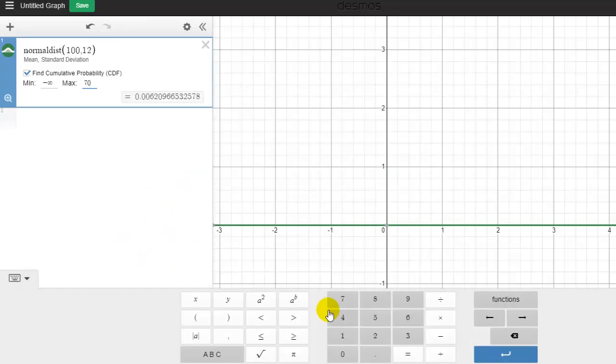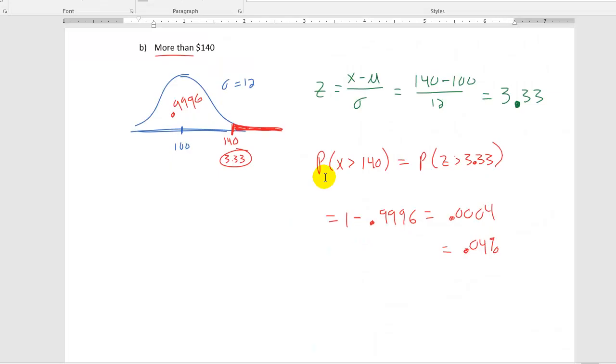Now, something else to point out to you here, notice we don't see the graph anymore, and that's because our mean is 100. So I'd have to scroll out here to 100 to be able to see that graph better. Typically, we just want the numerical value, so I won't bother to take the time to do that, but you could definitely scroll that graph.